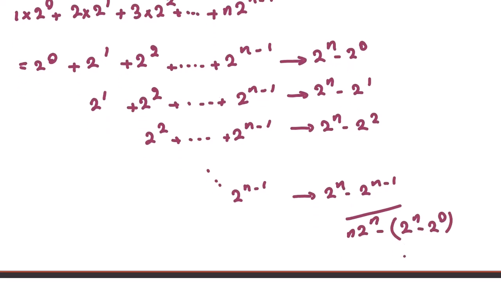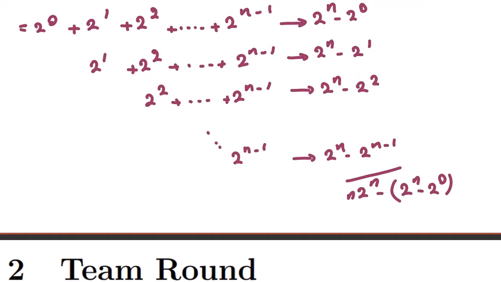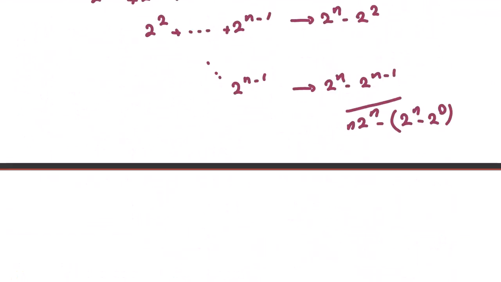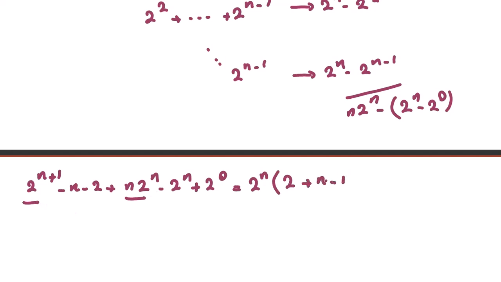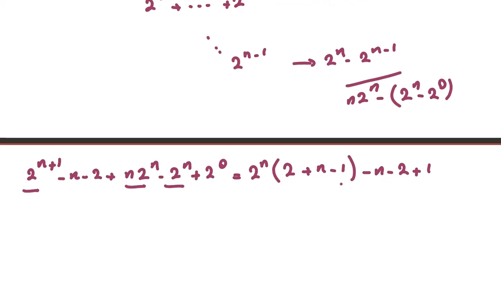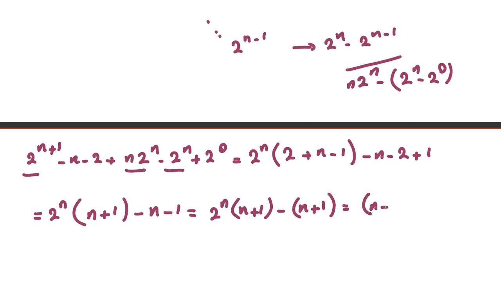Okay? So if we add these two values, 2 to the n plus 1 minus n minus 2, okay, let me add a new page. Okay, the numerator will be what? 2 to the n plus 1 minus n minus 2, plus n times 2 to the n minus 2 to the n plus 2 to the 0. So here, if we factor from 2 to the n, it will be 2 plus n minus 1 minus n minus 2 plus 2 to the 0, which is 1. Okay? So it will be what? It will be 2 to the n times n plus 1 minus n minus 2 plus 1 minus 1. So it will be 2 to the n times n plus 1 minus n plus 1. And if we factor from n plus 1, it will be n plus 1 times 2 to the n minus 1. It is the numerator.